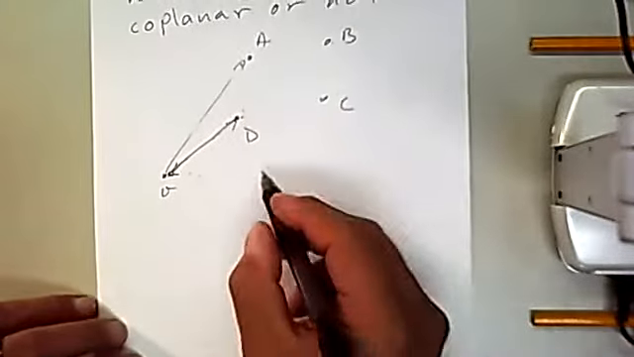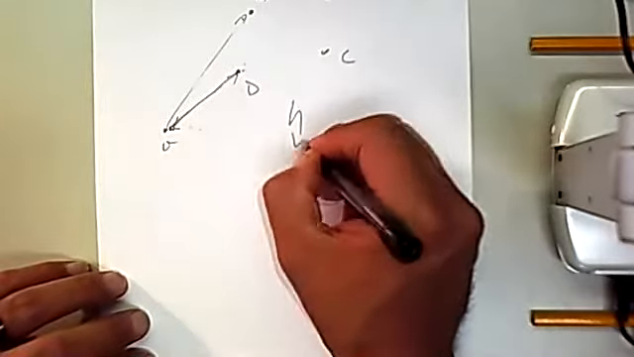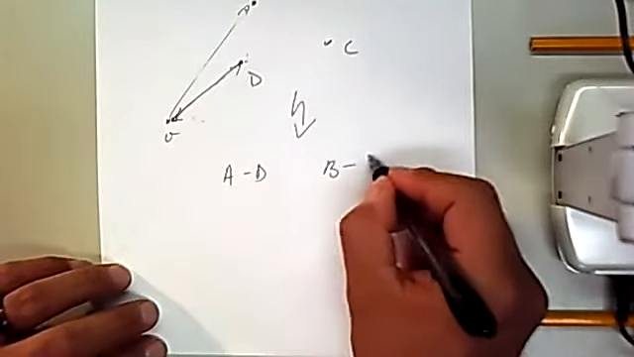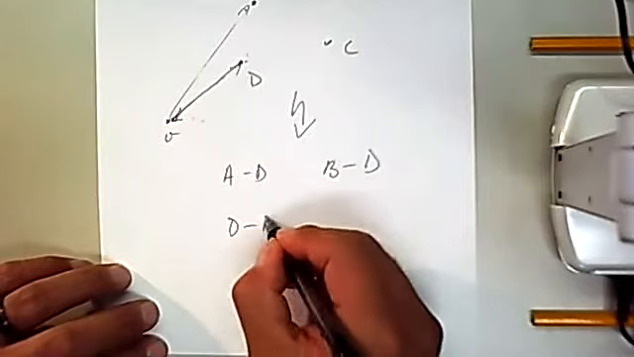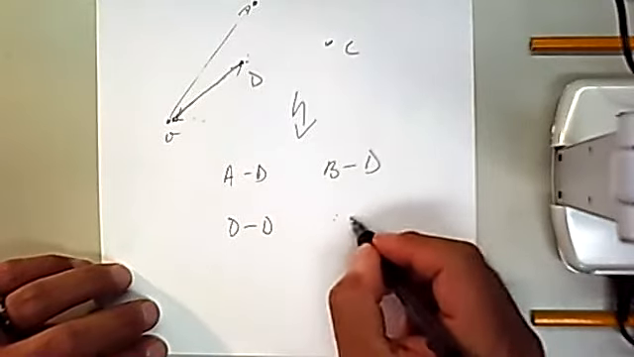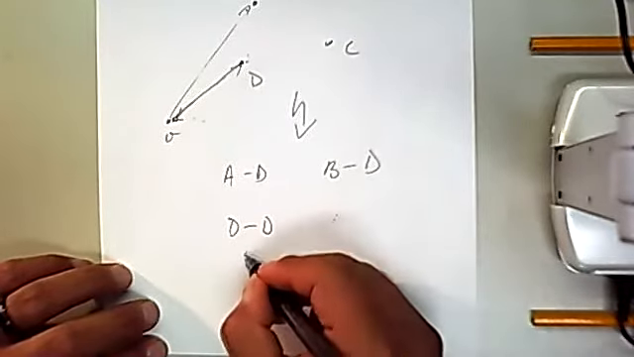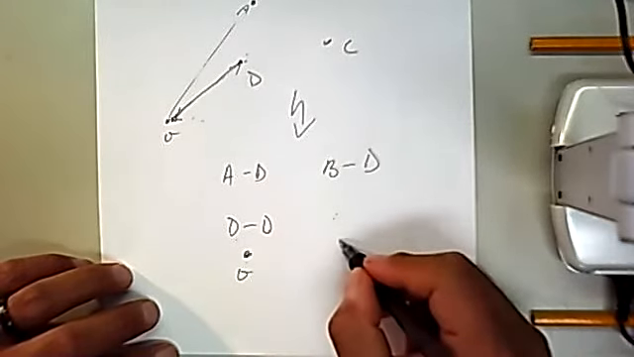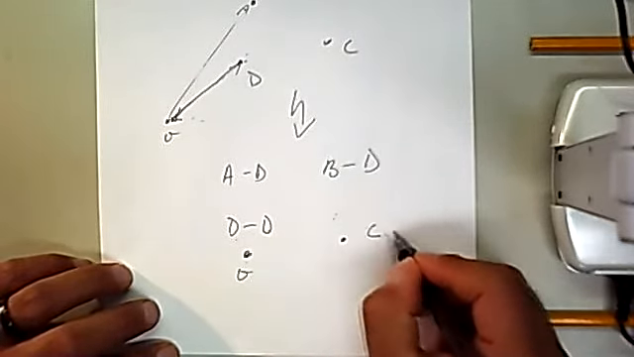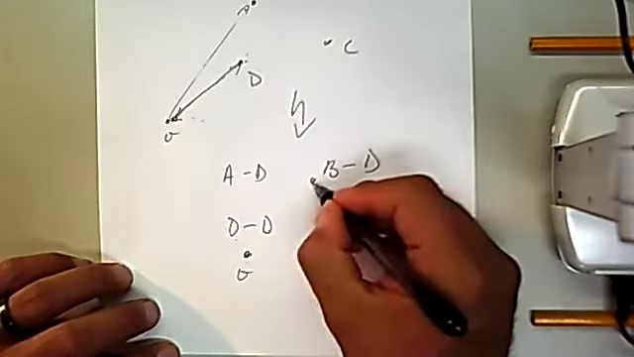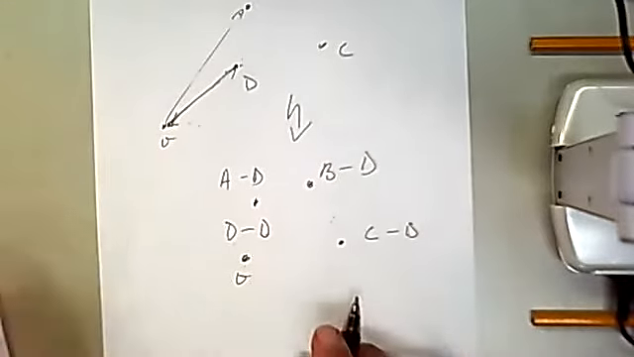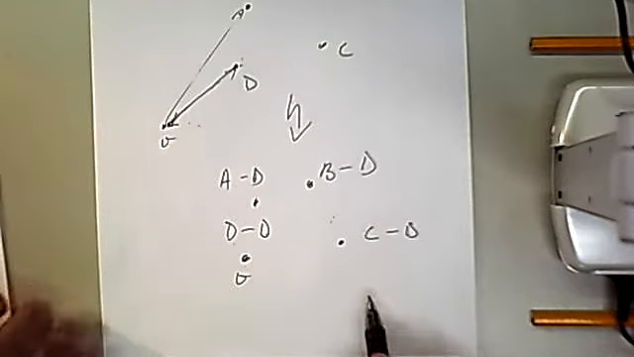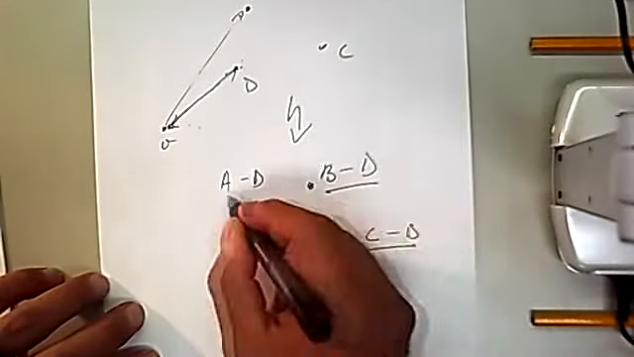So what do we do? Change all of that system into a new system: A minus D, B minus D, D minus D. Now that becomes the origin because D minus D is 0, the 0 vector. And then you have C minus D, and then the other one over there and over there. And then we can apply the scalar triple product to those 3 vectors.